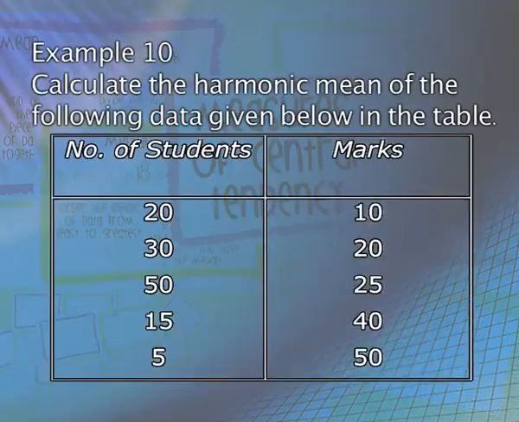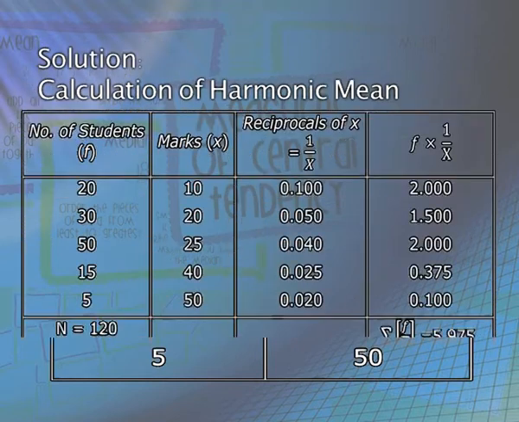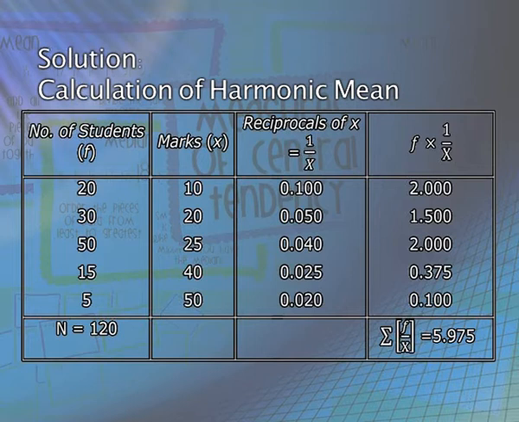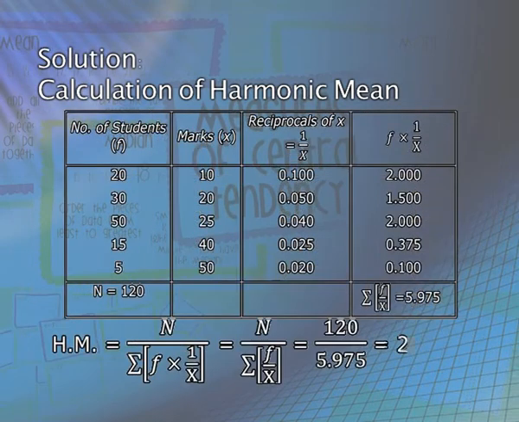Now let's see an example. Calculate the harmonic mean of the following data given in the table. Now let's see the solution. We have done the calculation in the table, and through the table we have found that sigma f times 1 upon x, or sigma f by x, is 5.975, and n we know is 120. Now let's apply the formula. Harmonic mean is equal to n by sigma f times 1 by x, that is equal to n divided by sigma f by x. So this is equal to 120 divided by 5.975, which is equal to 20.08.